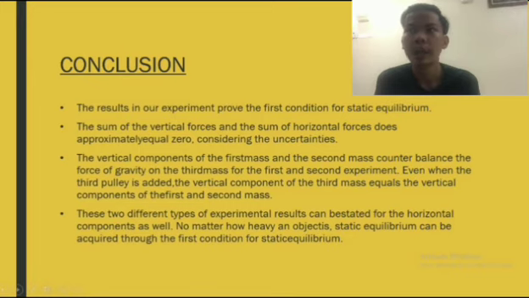Number 2, the sum of the vertical forces and the sum of the horizontal forces are approximately equal to 0, considering the uncertainties.